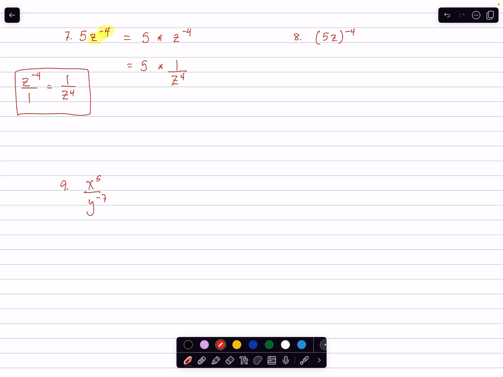So now I'm multiplying a whole number, 5, times a fraction, 1 over z to the 4th. If it helps you to visualize this better, I can place that over a 1. And now I'm going to do regular old fraction multiplication, which says take the numerator, 5, times the numerator, 1, and make that a 5. And then take this denominator, 1, times this denominator, z to the 4th, and make that z to the 4th. And I have now rewritten this without negative exponents.